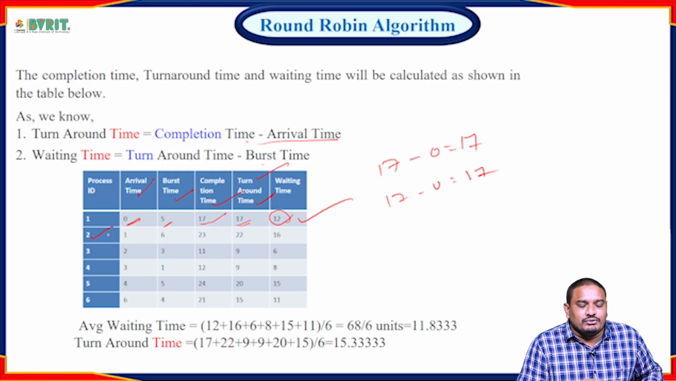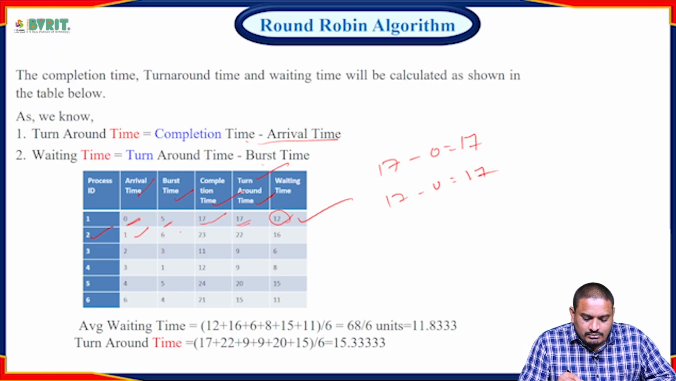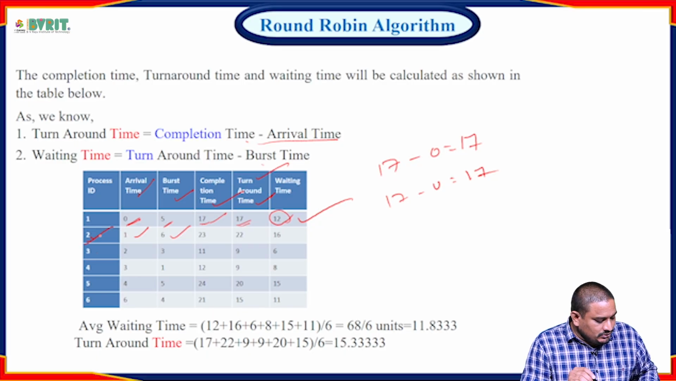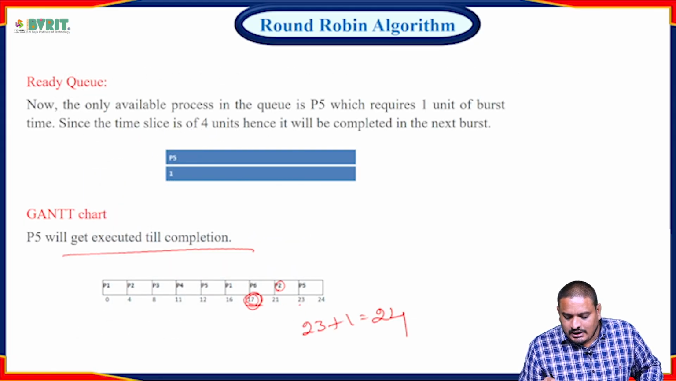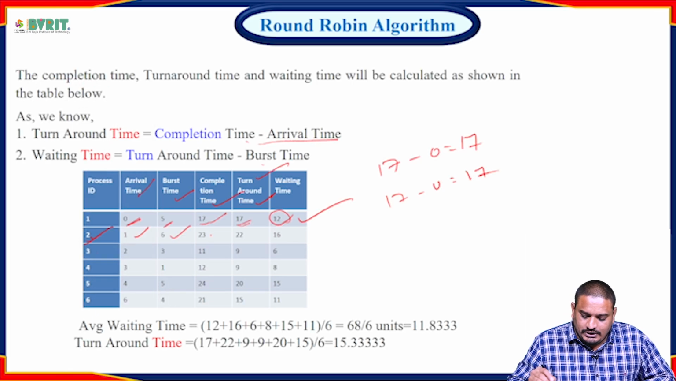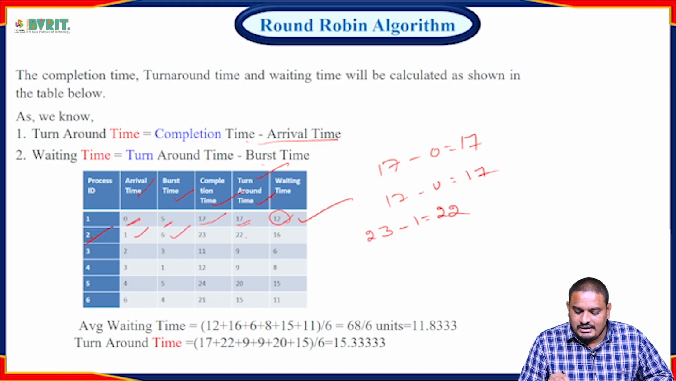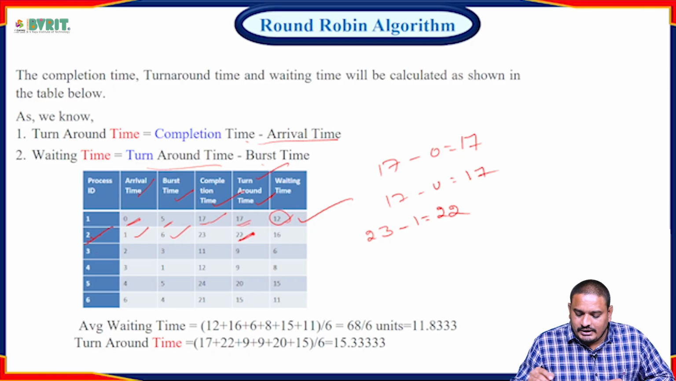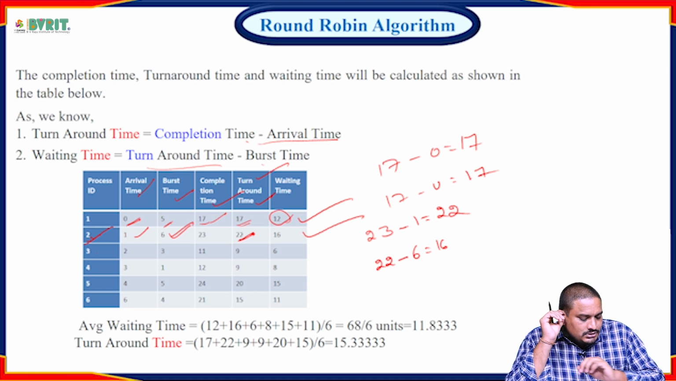Okay. Next process is P2. The arrival time and burst time are already given in the problem. Now you can calculate the completion time, turnaround time. The process P2 is completed at 23 units. So 23 minus arrival time, 23 minus 21, that is 22. Okay. Now you can calculate the waiting time, that is turnaround time minus burst time. The turnaround time is 22, the burst time is 6. That is 16. Process P2 is completed.